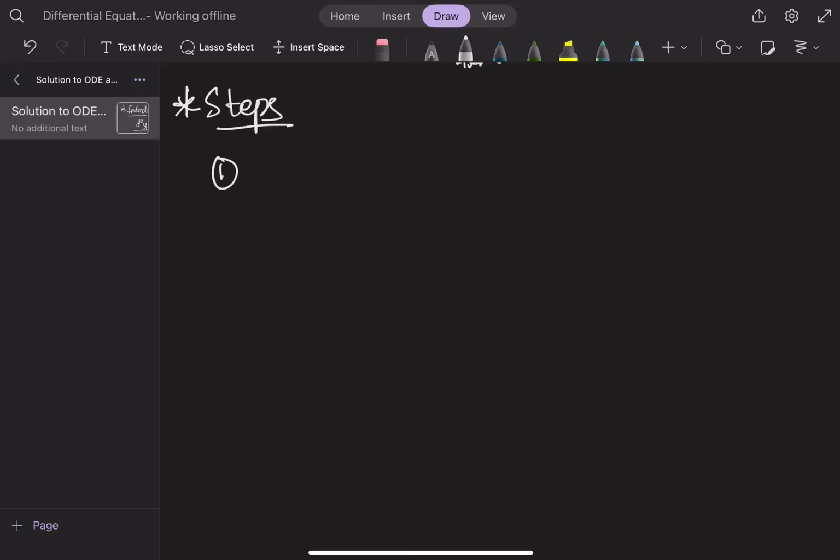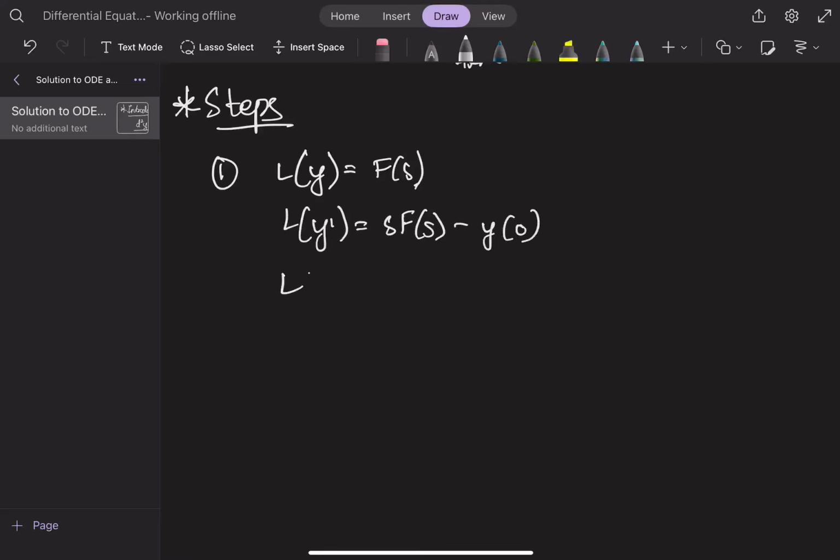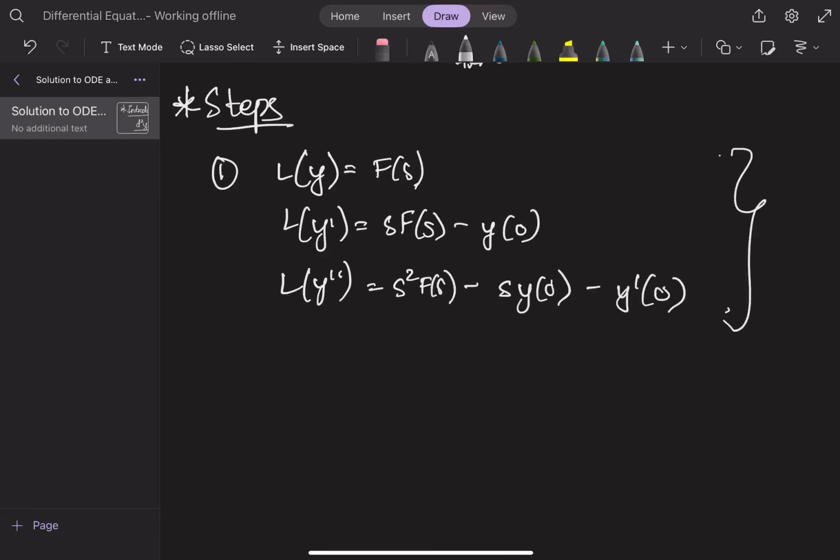So step 1 is to take Laplace of y as F(s). So if you remember from the properties that we did of Laplace, Laplace of y' becomes sF(s) minus y(0), and Laplace of y'' becomes s squared F(s) minus s y(0) minus y'(0). So these are the three properties that you need to remember.